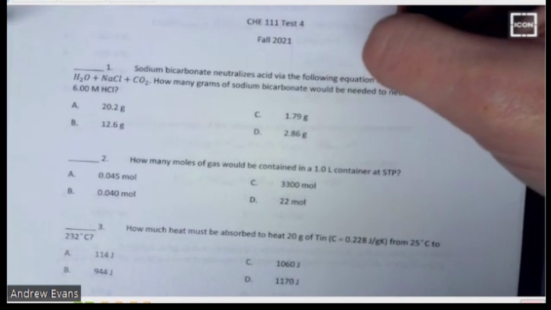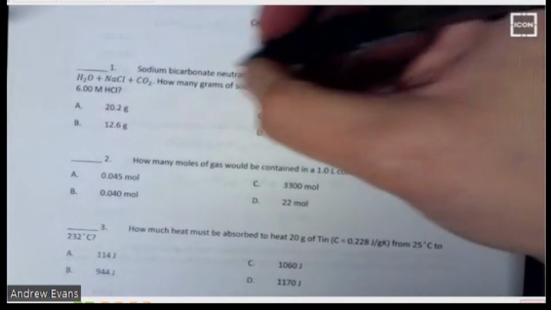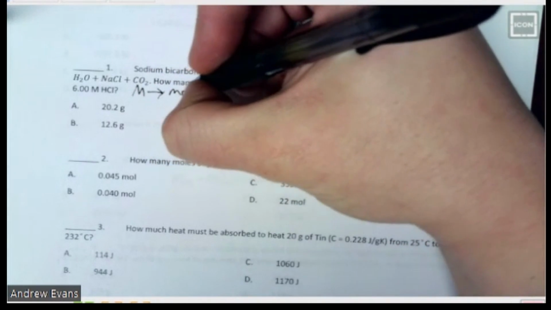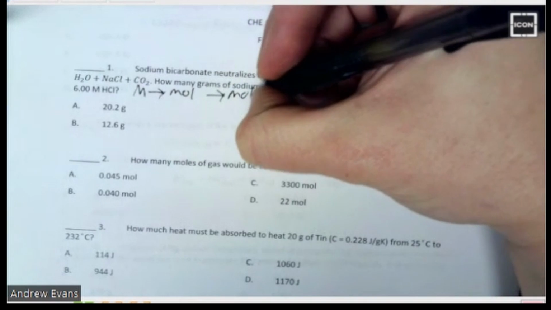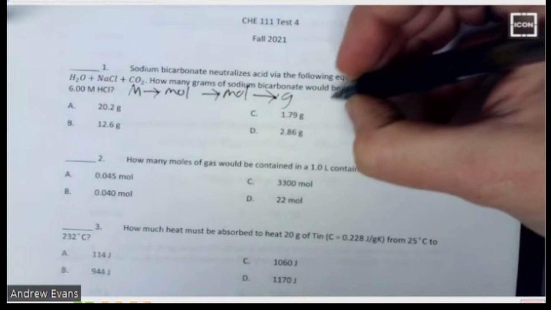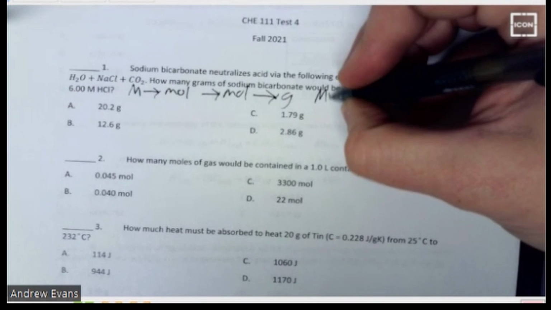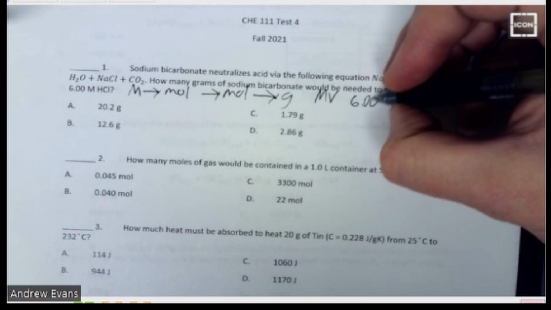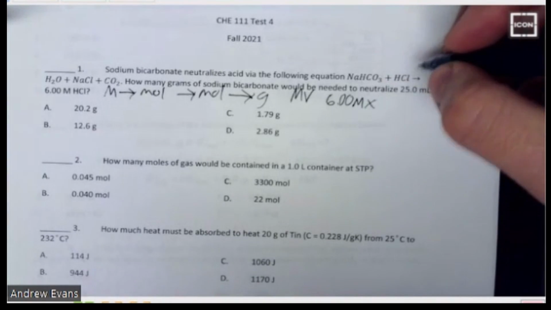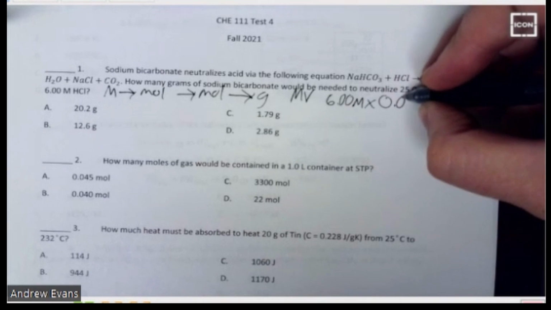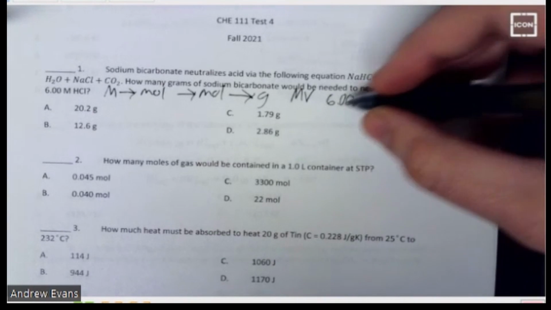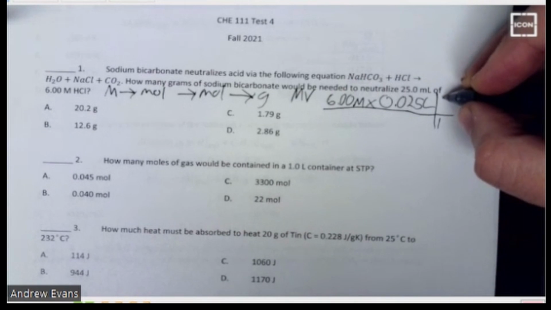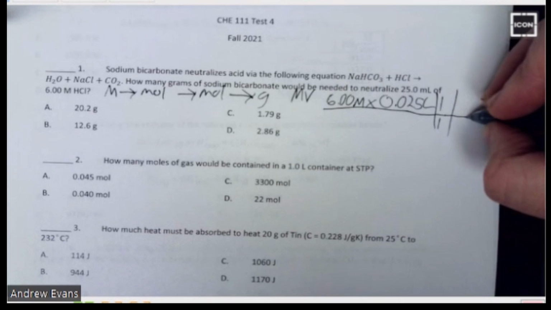How many grams of sodium bicarbonate do I need to neutralize 25 mL of 6 molar acid? So we're going from molarity to moles to moles to grams. To go to moles, molarity times volume will give us moles. So 6 molar times 25 mL in liters, 0.025 liters. And then for every 1 mole of acid, you need 1 mole of sodium bicarbonate.